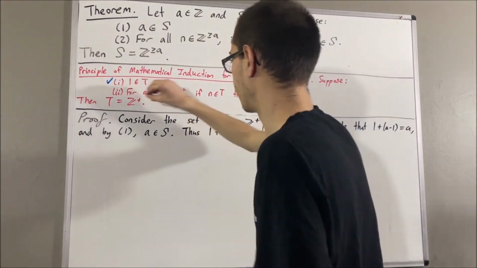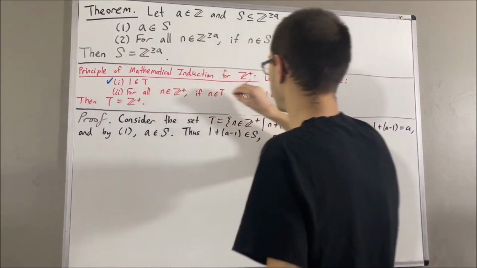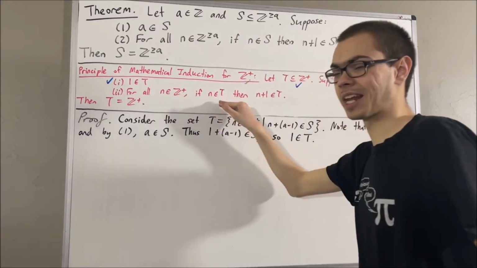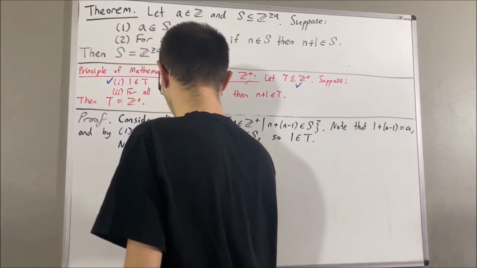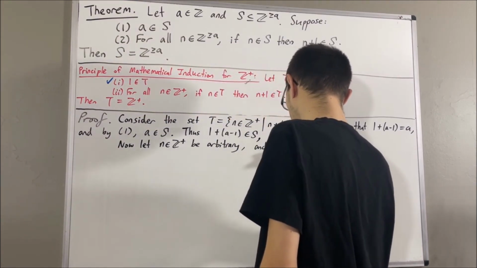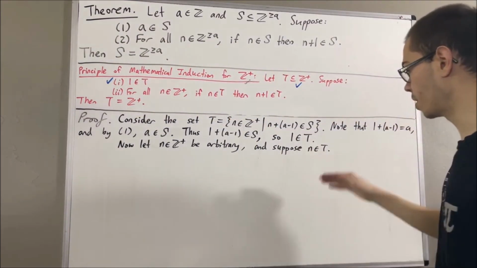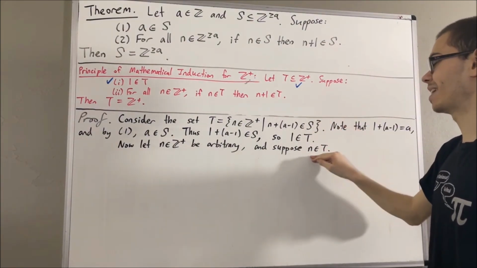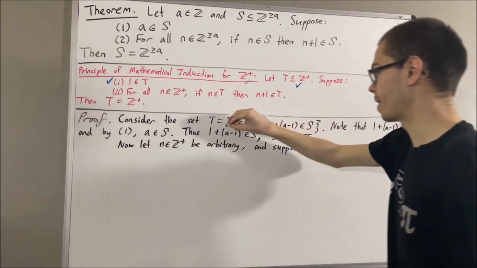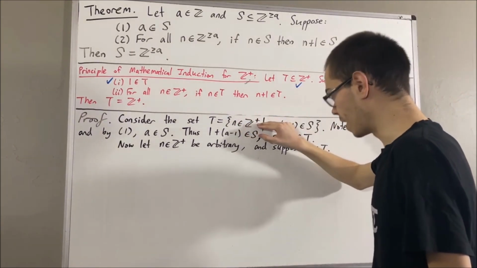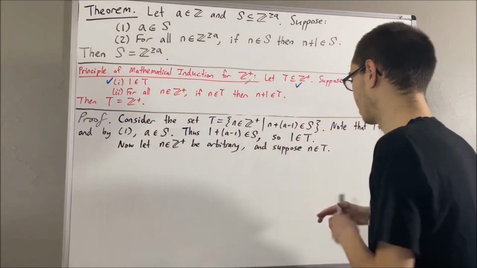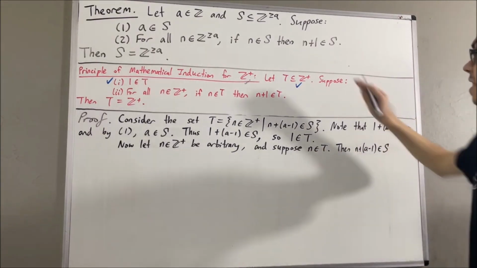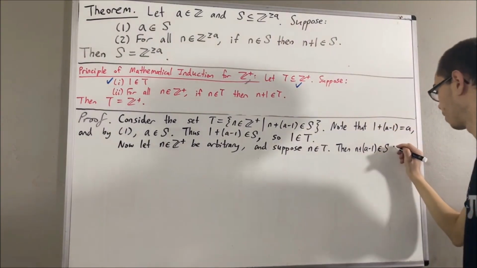Now we want to verify the second condition. To verify the second condition, let's give ourselves an arbitrary positive integer n, and suppose n is an element of T. From here, the whole goal is to show n plus 1 is an element of T. Now, since n is an element of T, that tells us that n is a positive integer, and n plus a minus 1 is an element of S. And let's note that S is a subset of the integers greater than or equal to a.